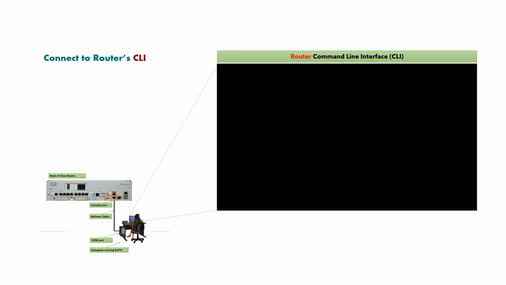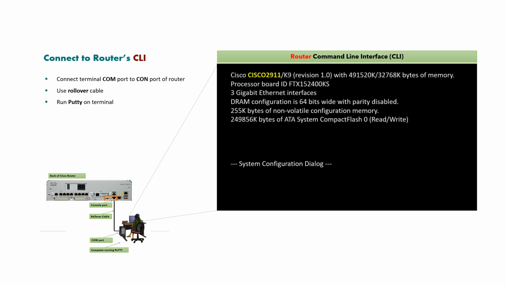In order to connect to the command line interface of a Cisco router, you need to connect the serial port of a terminal PC to the console port of the router using a rollover cable. The terminal PC must be running software such as PuTTY. When you turn the router on, you're going to see the message: would you like to enter the initial configuration dialog, yes/no.